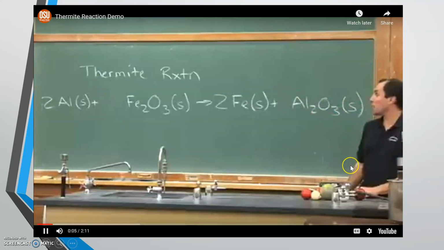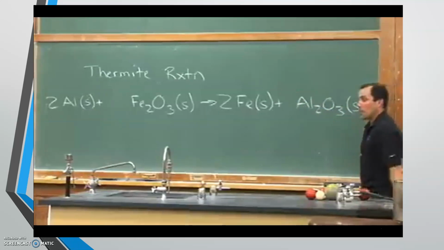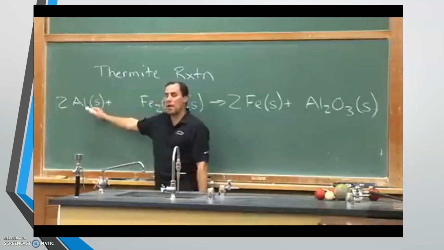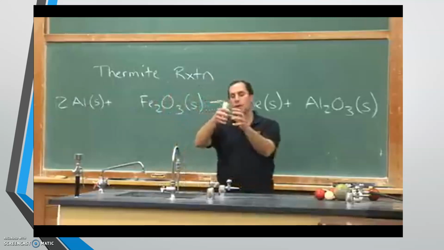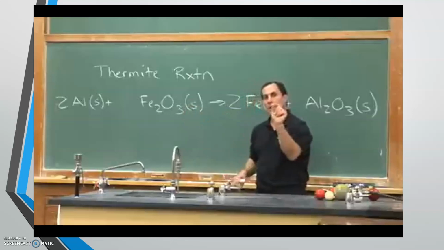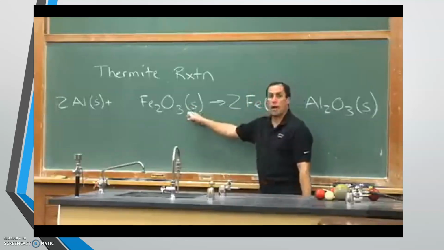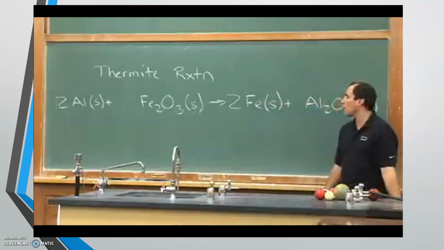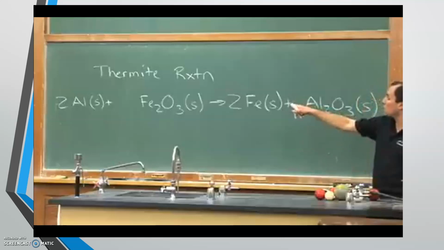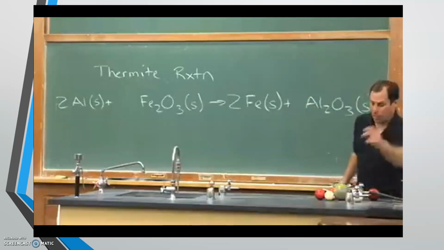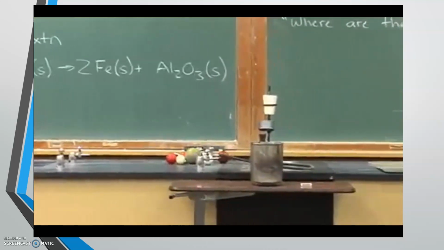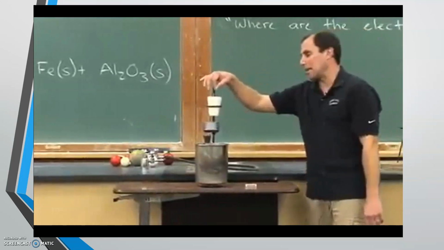So what he is doing is he's going to take aluminum solid. It's really fine aluminum powder that he's going to use. And he is going to mix it with iron oxide, which is actually rust. So again, we got two solids getting mixed together. And he's talking, but you can't hear him talk, so I've got to talk over him. So what he's got, he has a flower pot there, and he has the two chemicals in a flower pot.